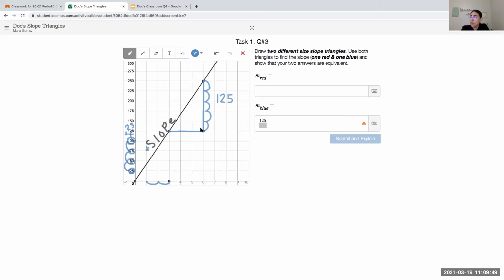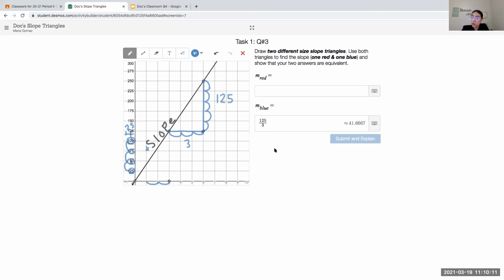All right, and now you want to count your run. 1, 2, 3 spaces to the left, but it doesn't matter if I'm going to the left since I already know this slope has to be positive. I'll just keep in mind that that was 3. So the slope here is 125 over 3.